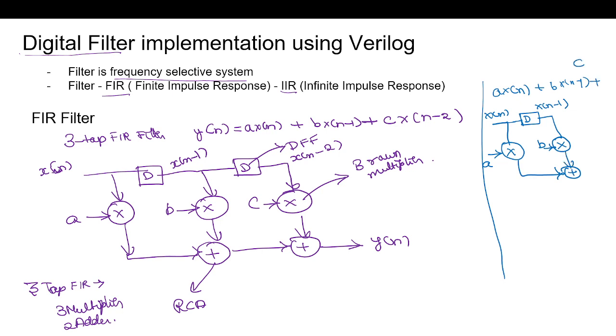Further, c x of n minus 2. So we need another delay element. We get x of n minus 2, and then we have to multiply by c, and it is added. This is the final output.